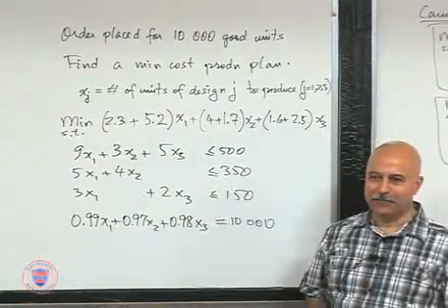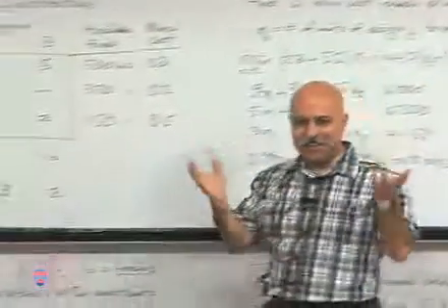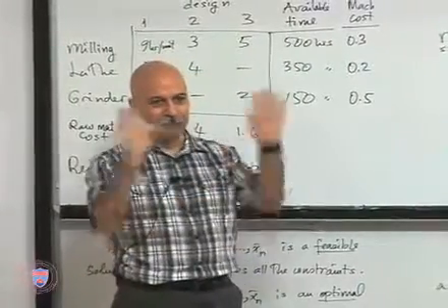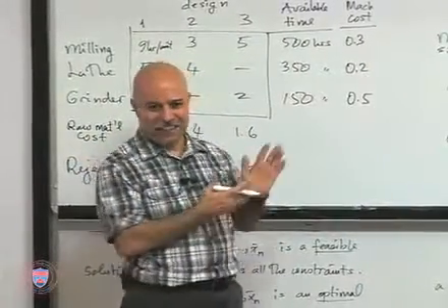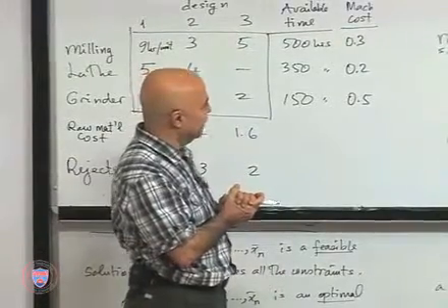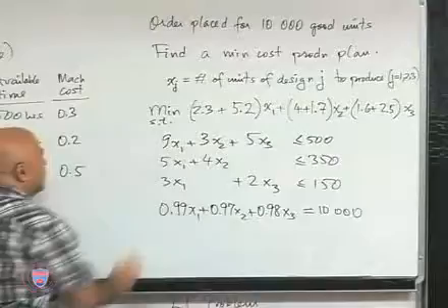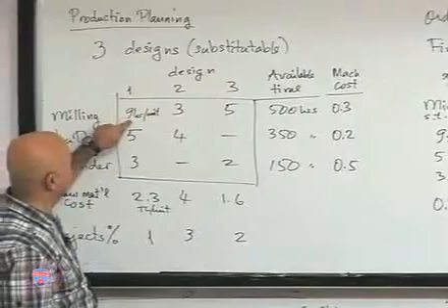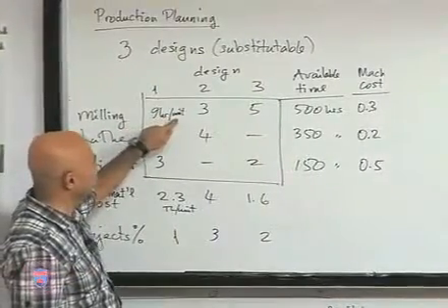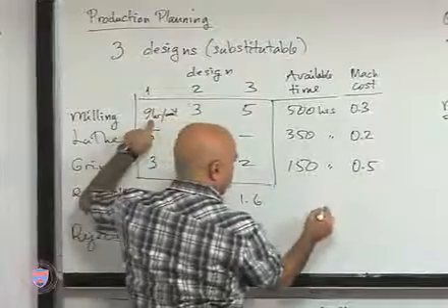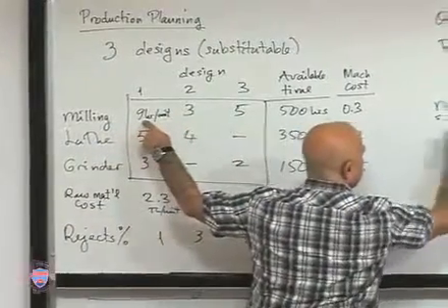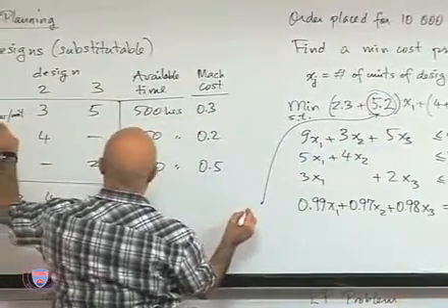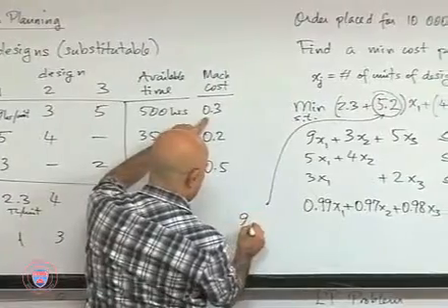For those of you who have no idea how to compute these things, sometimes it's all blank. What happened? There's a number there, but where did it come from? So how did I get the 5.2 here? Well, design 1, you spent 9 hours per unit, and each hour costs you 0.3. So let's just do this one on the side here. So 9 times 0.3.